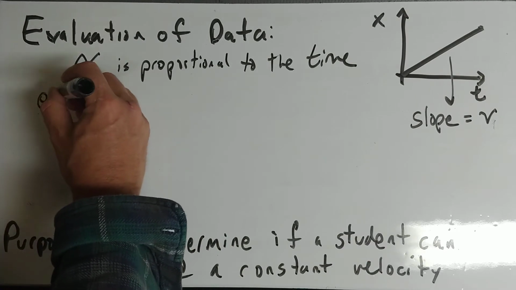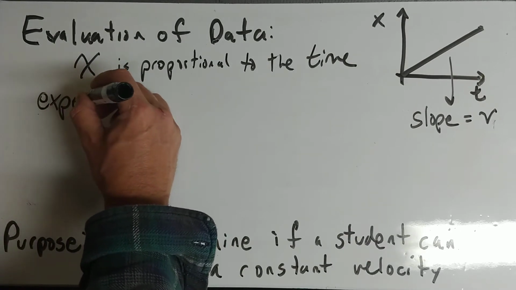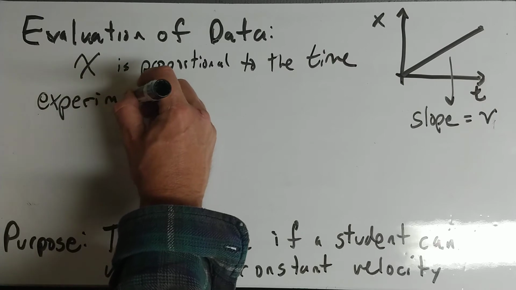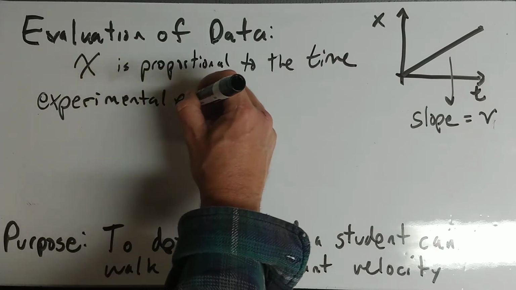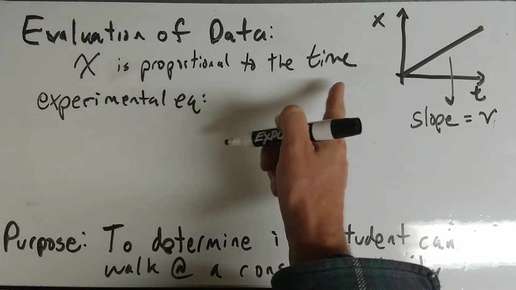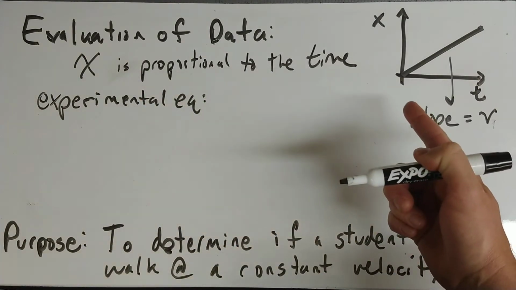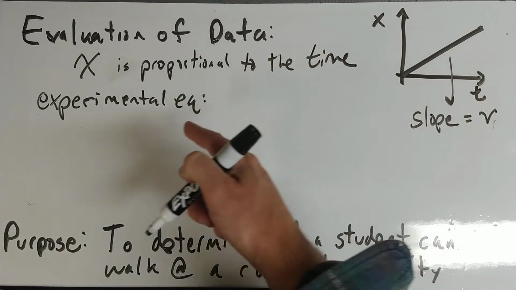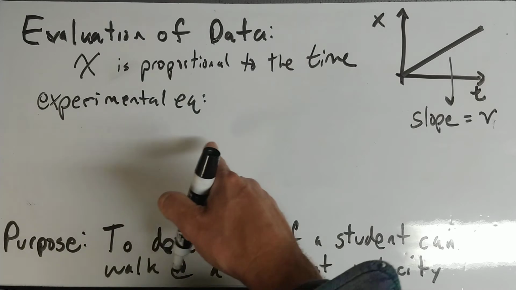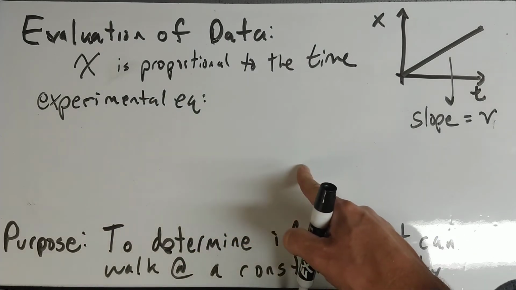The experimental equation. So kind of the first thing we do is we state the relationship. It's proportional to time. It's a direct relationship. The experimental equation we get from the Logger Pro printout.